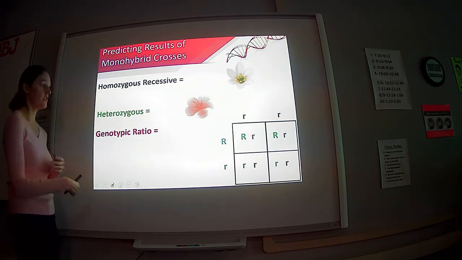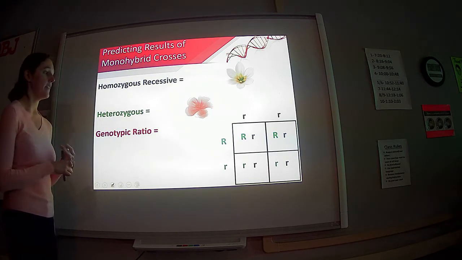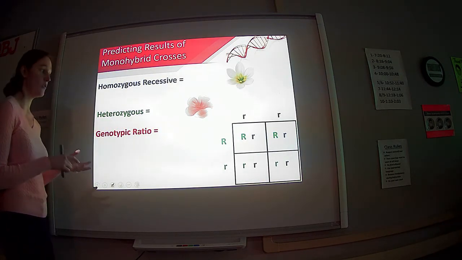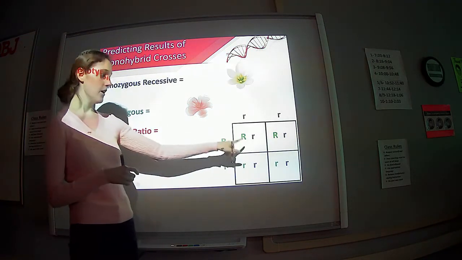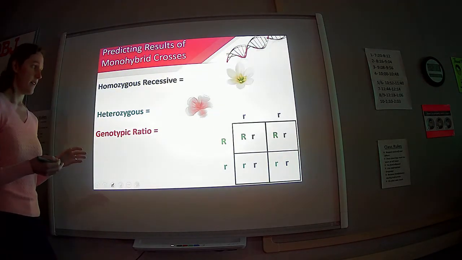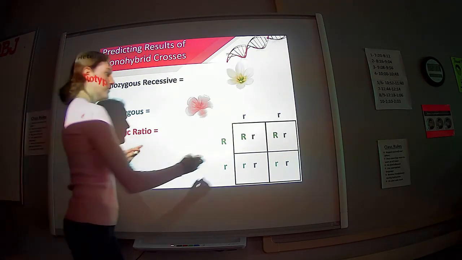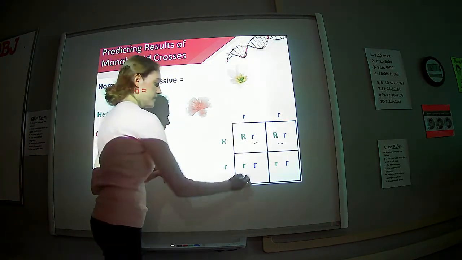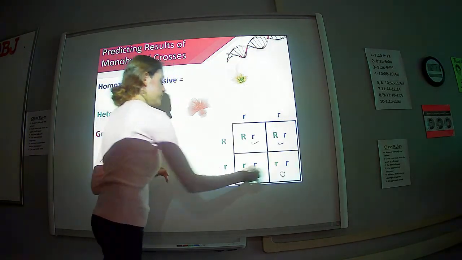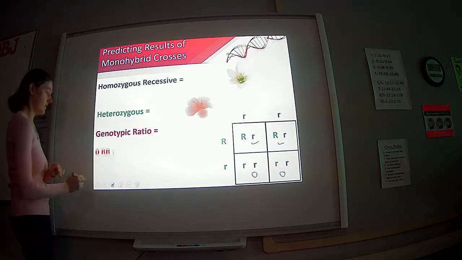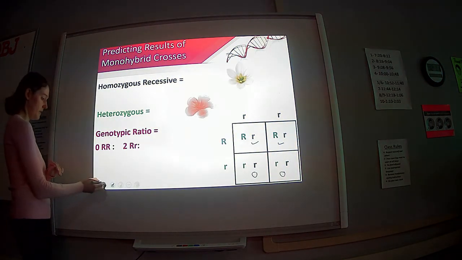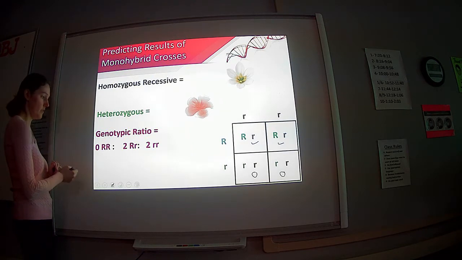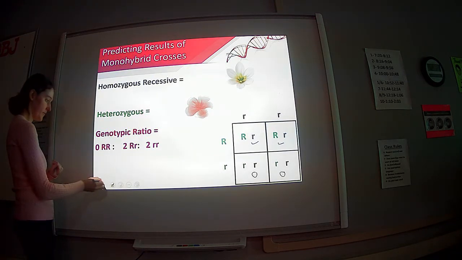So genotypic ratio. Do we have any that are homozygous dominant? That's 2 capital R's. Look in here. We do not. Heterozygous. That's 1 of each. We have 2 that are heterozygous. And homozygous recessive, that's going to be down here. We have 2 that are homozygous recessive. So there would be our genotypic ratio, 0 to 2 to 2.